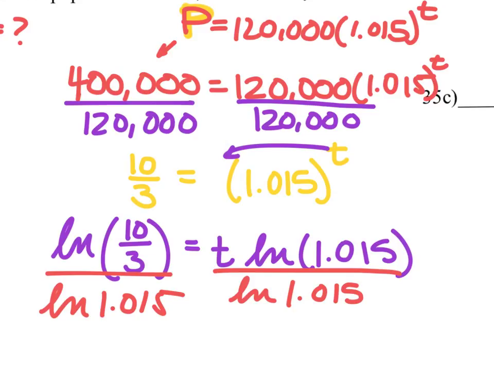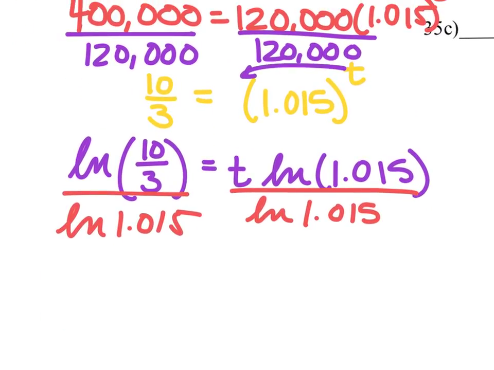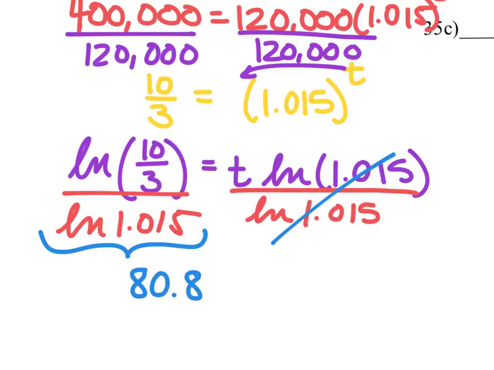Okay, so once we type in our calculator this part right here, my natural logs cancel on this side, and I get 80.86 equals t. So approximately 80.86 years. So about 81 years.